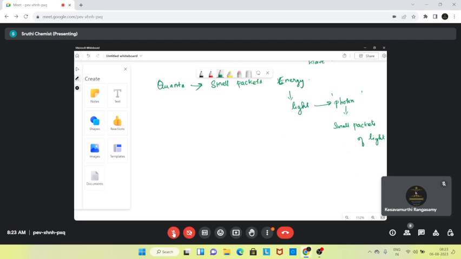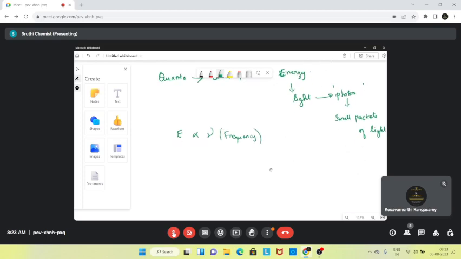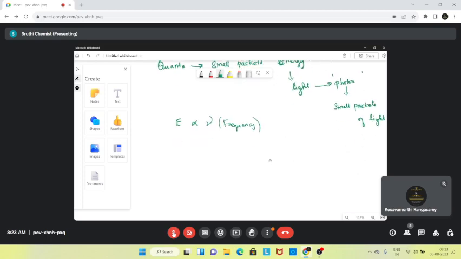Let's see the energy associated. So we know the formula. Energy is directly proportional to nu. Here it denotes frequency. Nu is nothing but frequency. Three things we have to know very carefully: frequency, wavelength, and wave number. Wavelength is denoted as lambda, frequency is nu, and wave number is nu bar.